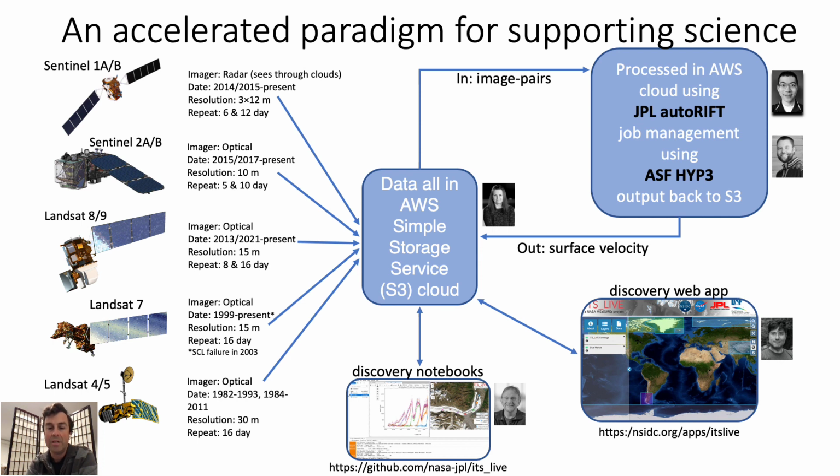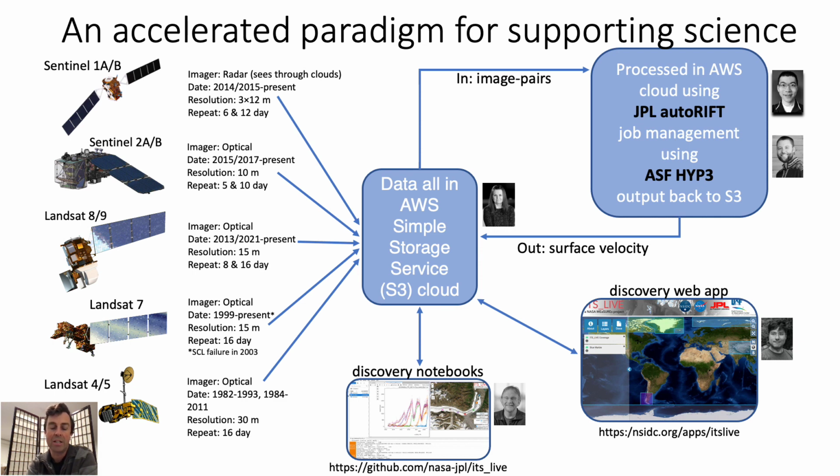And the image pairs are fed into our main algorithm, which is called autoRIFT, and that does the dense feature tracking. And all of the data management is handled by ASF HyP3. So there's a lot of communication and data handling that needs to happen in image pair selection, and that all happens in HyP3. And then the data is fed back to Amazon Simple Storage Service, S3.